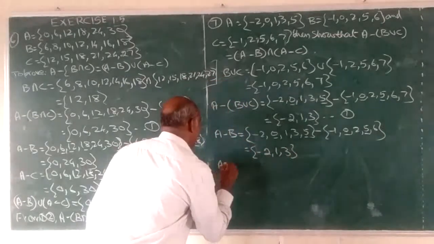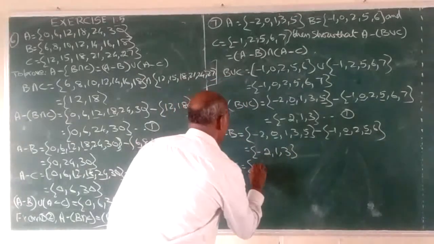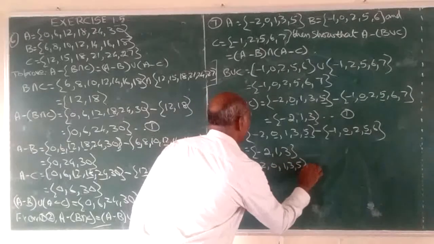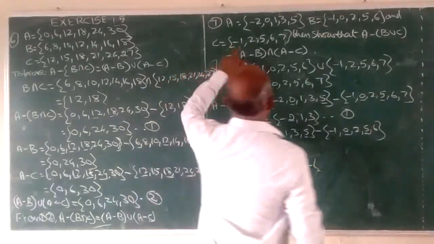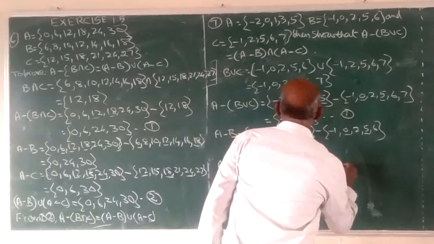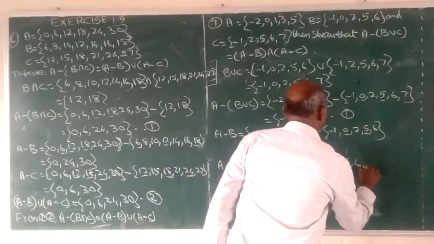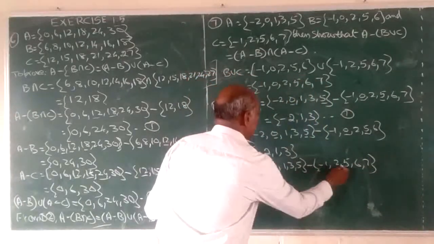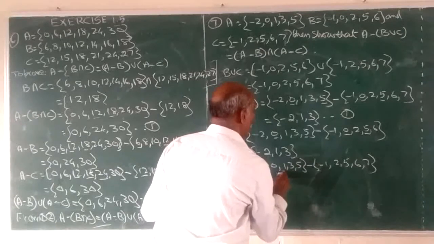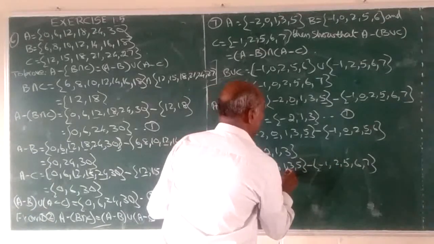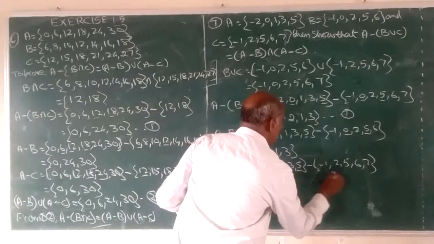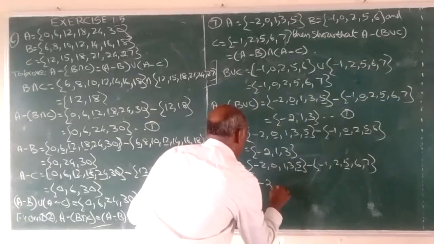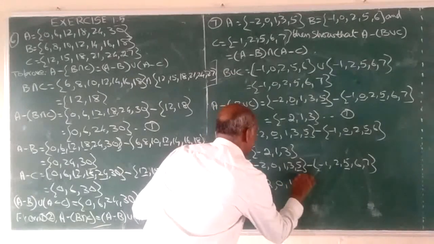Then find A difference C. A is -2 0 1 3 5. Difference C is -1 2 5 6 7. Find the difference. -2 is not there, 0 is not there, 1 is also not there, 3 is also not there. Only one number, 5, is there. So the remaining numbers are -2 0 1 3.